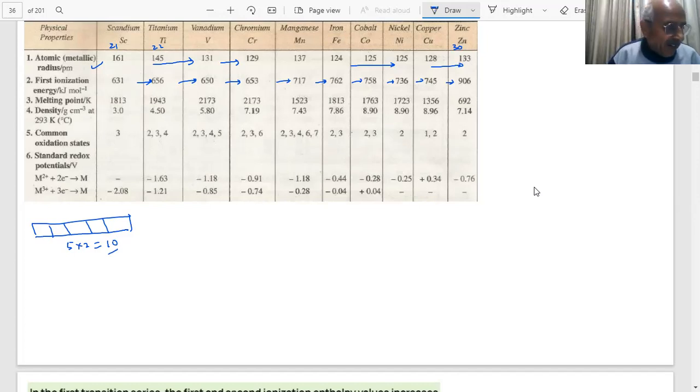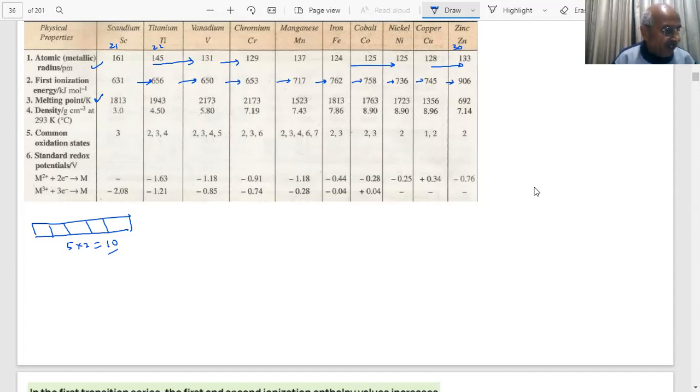Further, you see, students, their melting points, 1813, 1940. These are the melting points. So what is happening? Melting points are increasing, and then further this is becoming less. They increase, reach a maxima, and then there is a decrease in the melting point. What is the reason for this? What could be the reason for such a change in the melting points?